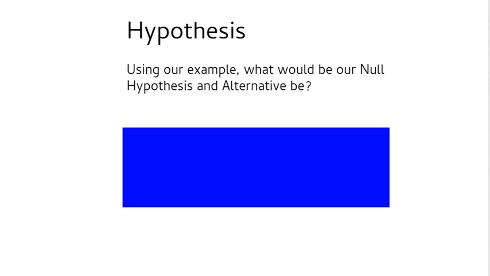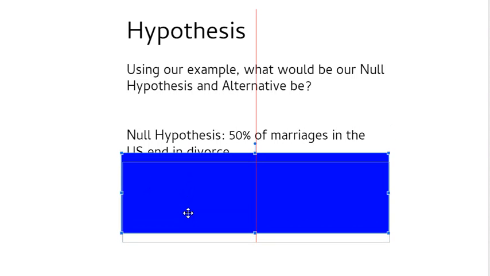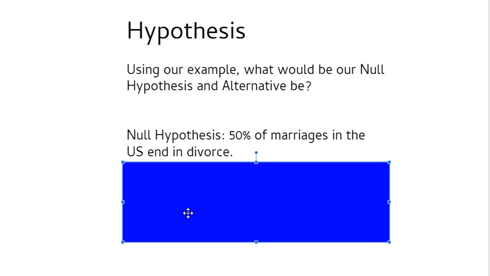So using our example about 50% of the marriages ending in divorce, what would our null hypothesis and our alternative be? Remember, the null hypothesis says that there is no significant difference between the sample and the population. So what did we say about the population? What percent of marriages? 50%, yes. So your null hypothesis is that 50% of the marriages in the US end in divorce.